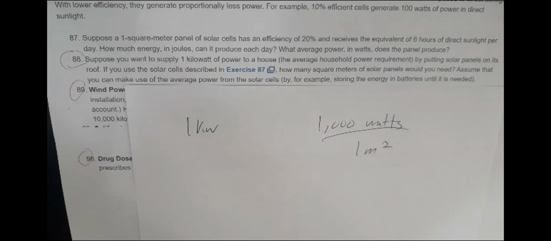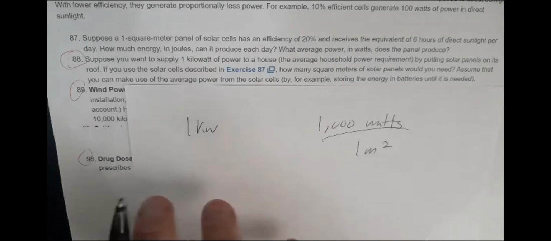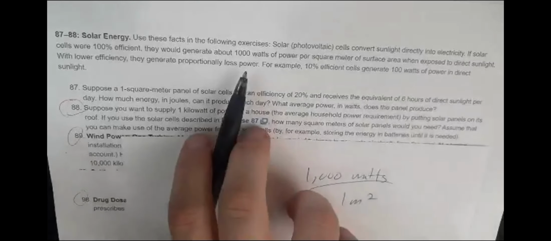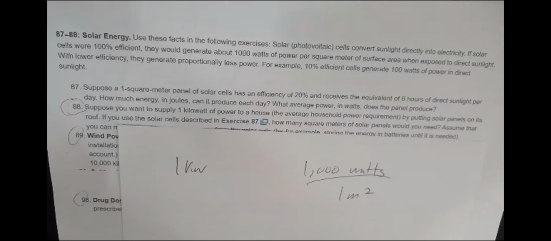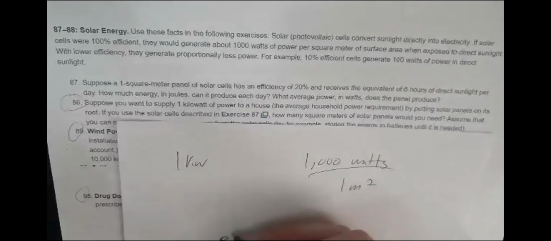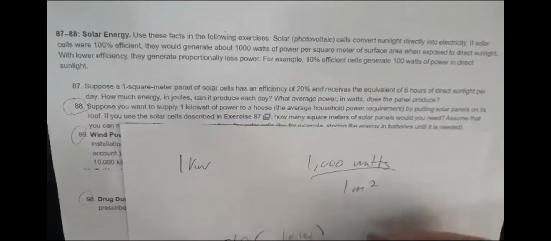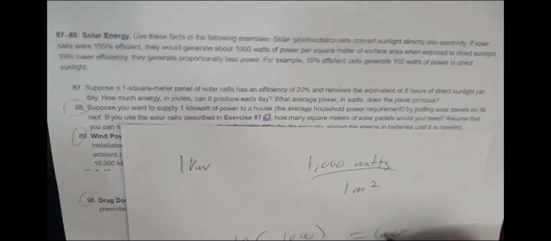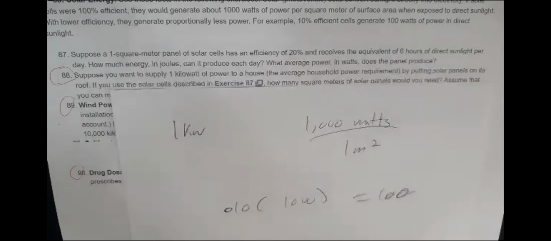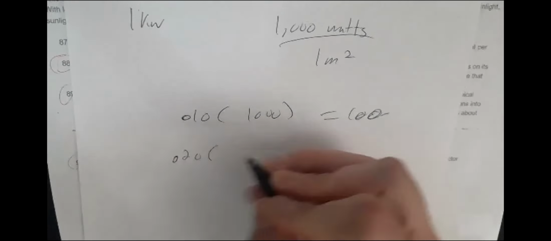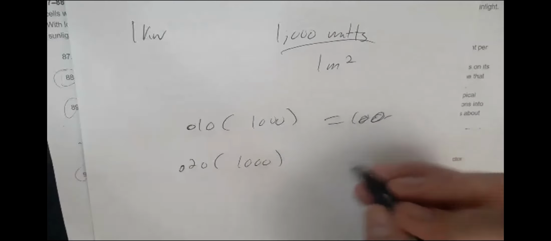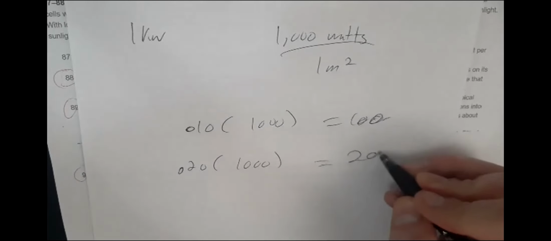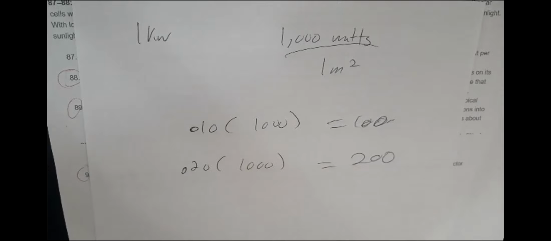So, they're saying 100% efficiency will give you 1,000 watts. If we have a 10%, we're doing 10% of 1,000, and they're saying that's going to be 100 watts. But what this sounds like is that we have a 20% efficiency. So ideally that would give them 200 watts.